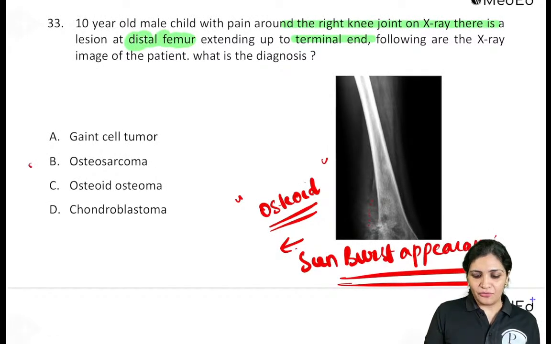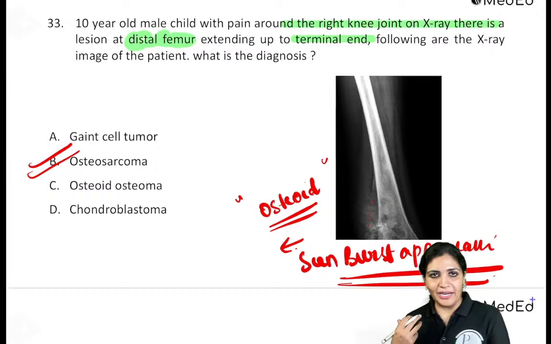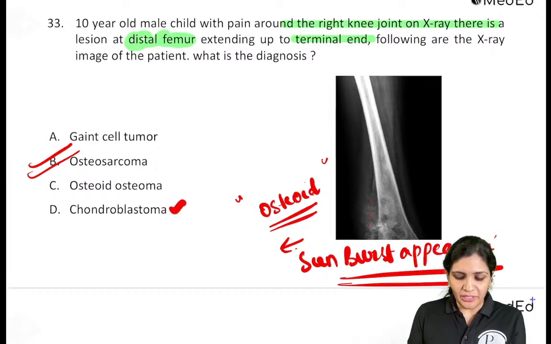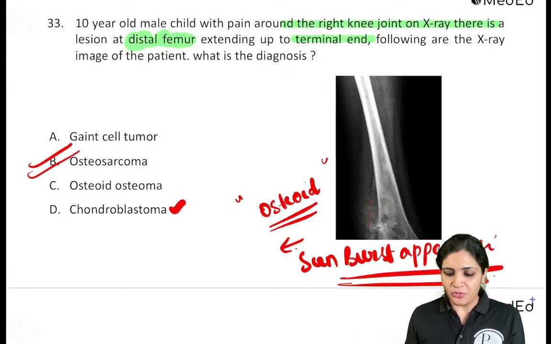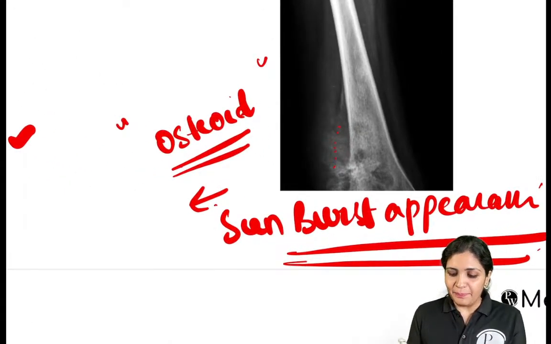This is the classical picture of your osteosarcoma. We have already dealt with the giant cell tumor, the osteoblastoma, and the chondroblastoma. So this is typical of osteosarcoma. So this is the periosteal reaction.